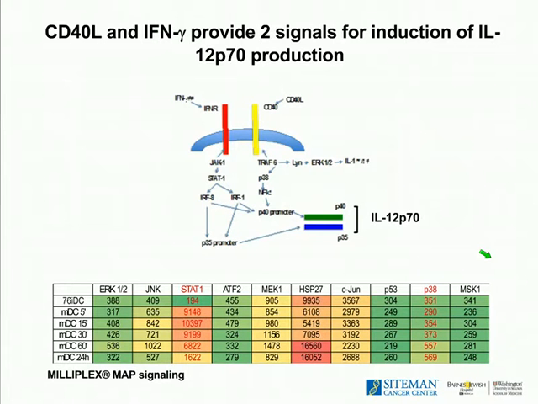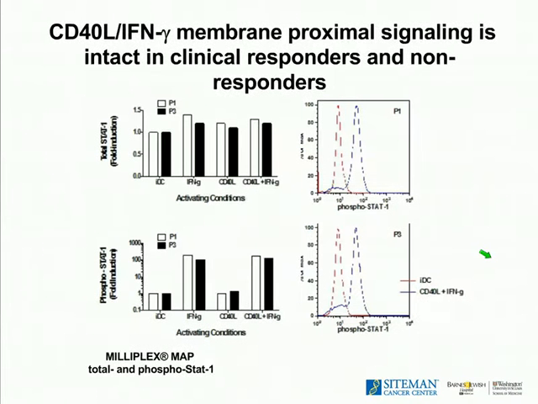So based on this information, we decided that we were going to go back and look at dendritic cells from our patients and see if we could see a difference between non-responders and responders. So I'm showing you here the data for patient 1, which is a clinical responder, and patient 3, which is a clinical non-responder, looking at total STAT and phospho-STAT in two ways. One is with a MILLIPLEX MAP, and one is with a phosphoflow.